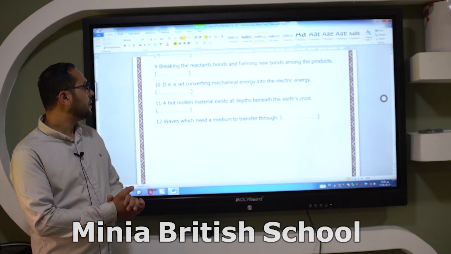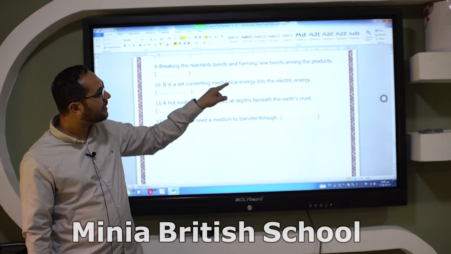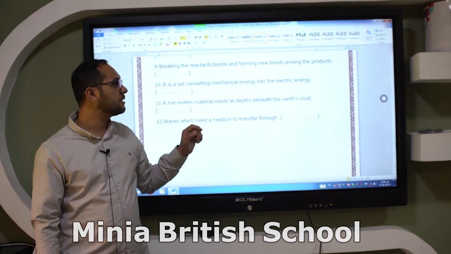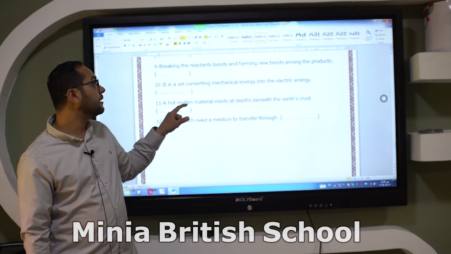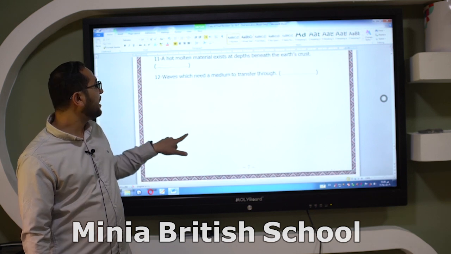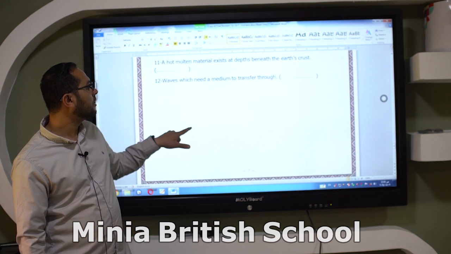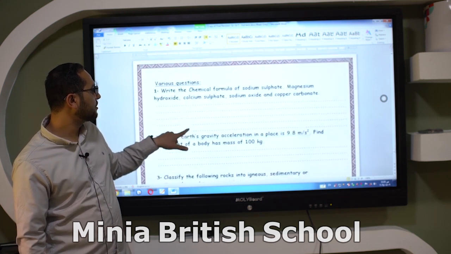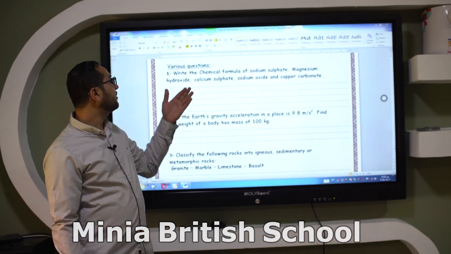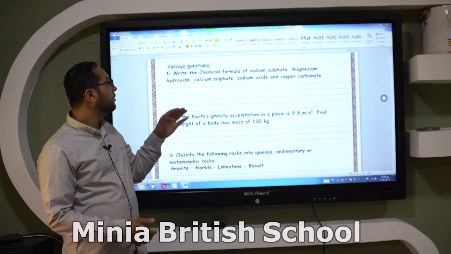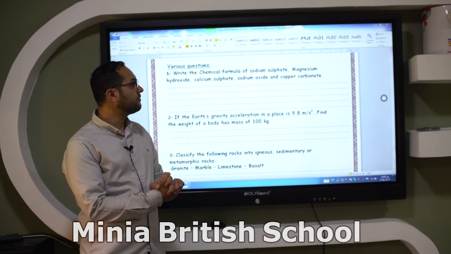It is a set converting mechanical energy into electric energy. This is a kind of dynamo. Waves which need medium to propagate through, okay, this is mechanical waves. Okay, we have various questions here. Write the chemical formula of sodium sulfate.